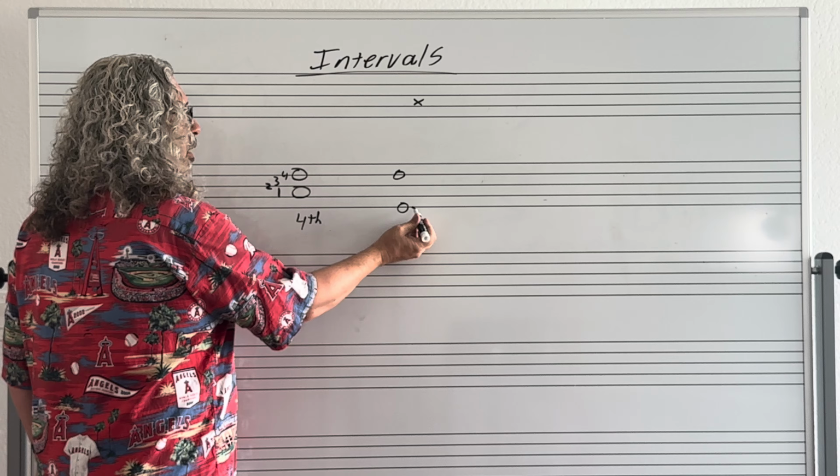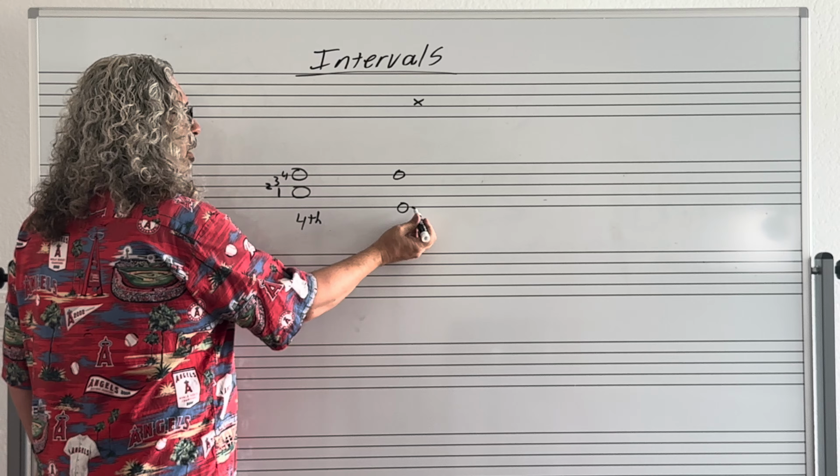Let's talk about intervals. Now, we're going to go very basic on the intervals. When we talk about intervals, you need to know two things. Number one, you need to know the number. And number two, you need to know the quality. Quality means major, minor, augmented, diminished, and we haven't even talked about any of these yet, so we're not going to do that right now.